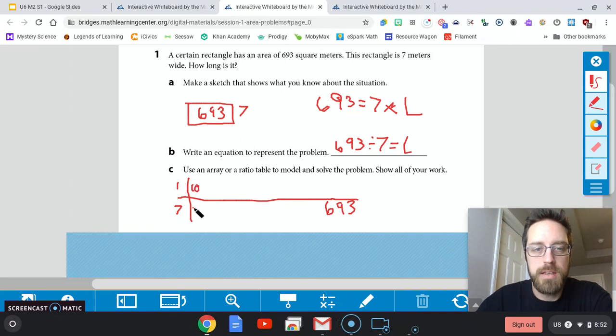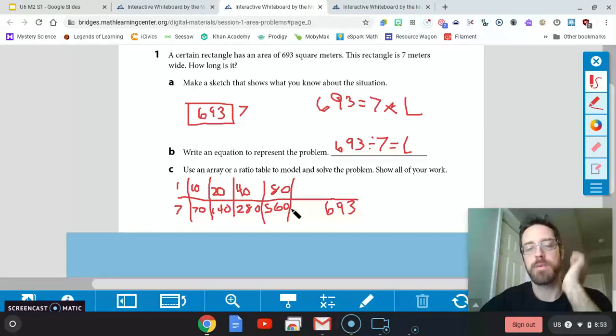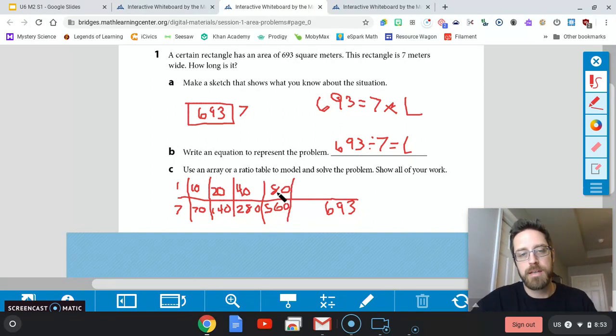If I do 10, that would be 70. And then we could just keep doubling it. And then we go 20, and that's 140. And then if I double it again, that would be 40, which 140 doubled is 280. And then if I double 40, that gets me 80, which is 280 doubled is 560.